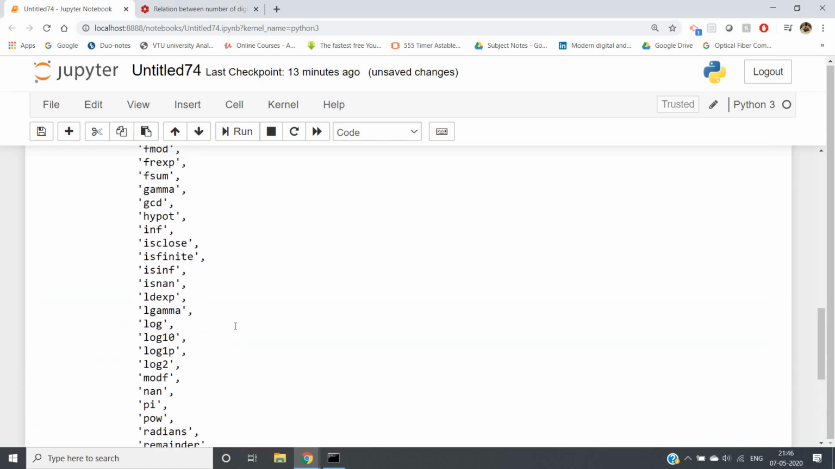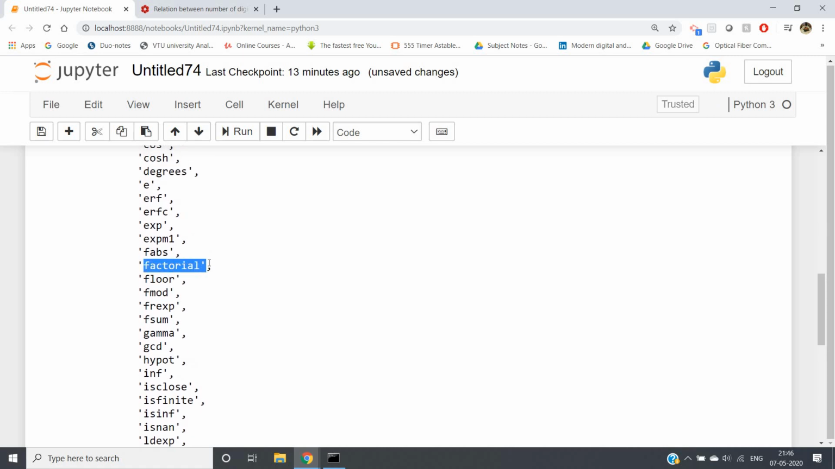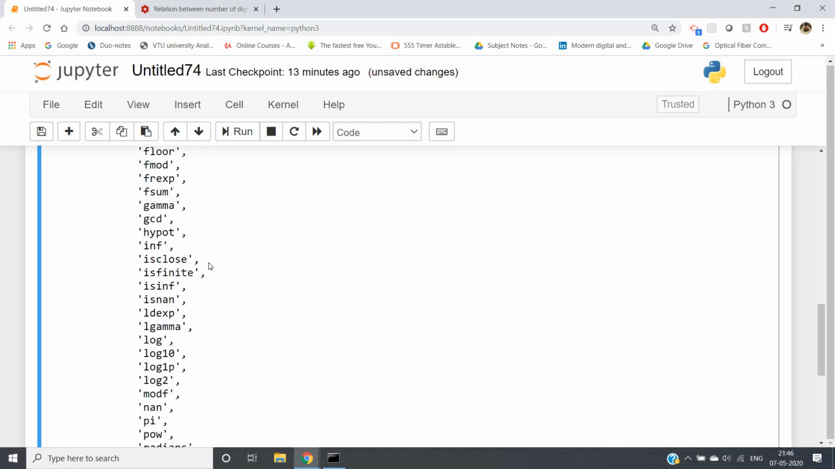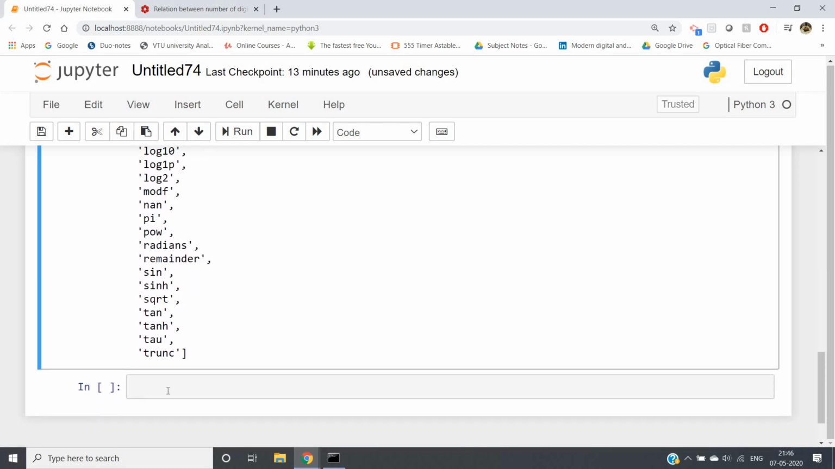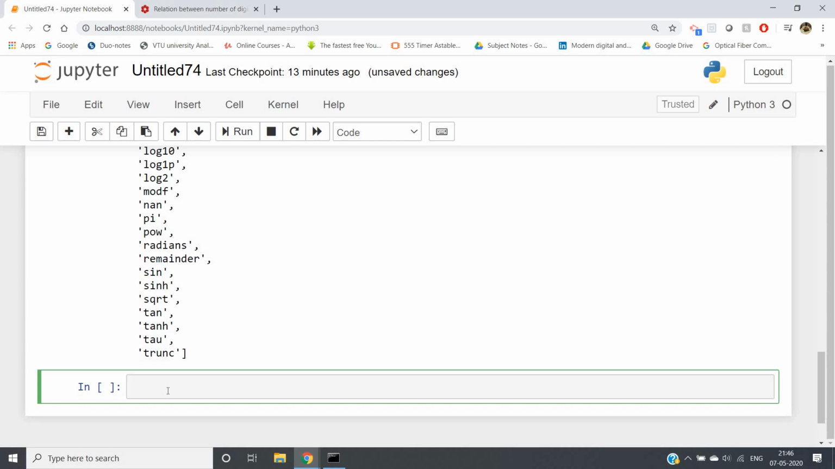Let me show you with factorial. We know how to write code for factorial, right? We traverse from 1 to that particular number and multiply all those numbers, like n factorial equals n into n minus 1 into n minus 2 into n minus 3 up to 1, right? So after multiplying all those numbers we get the factorial result. Now in Python a function is directly available. How can you apply that? You have to write math.factorial. It is available in the math module, so you have to write it after importing the math module.